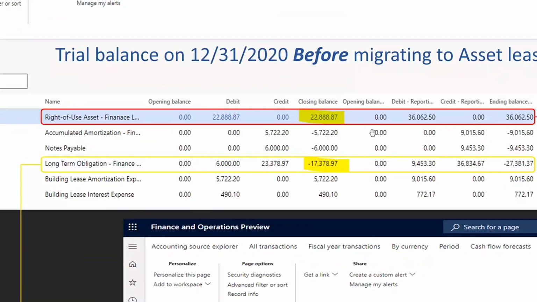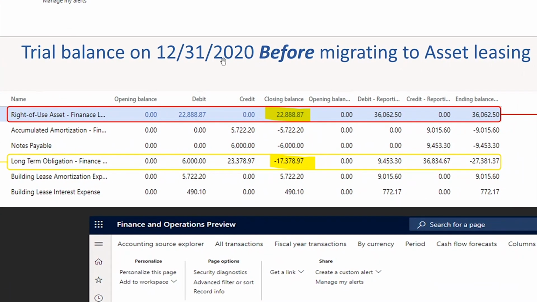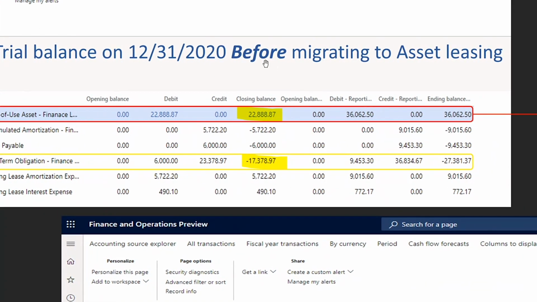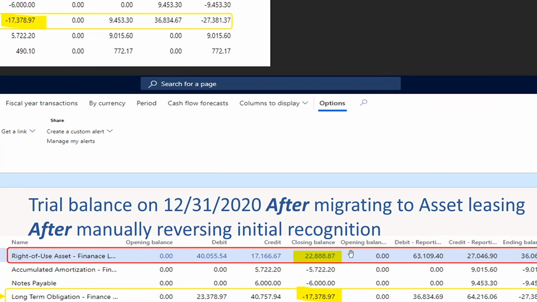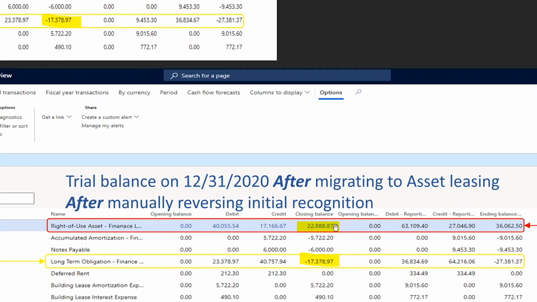Now we have a reconciliation, or comparison, between the trial balance before migrating the asset leasing and after reversing the transaction manually. So both are matched.